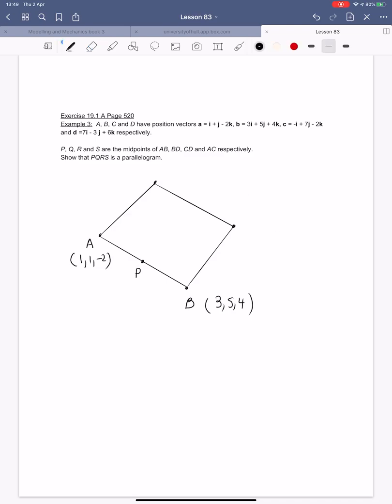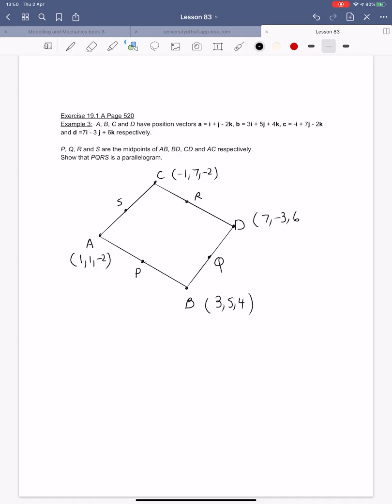Right, now I'm just going to change these round. A, B, put C over there, minus 1, 7, minus 2. D over here, 7, minus 3, 6. BD is Q. C to D is R, and S is A to C.